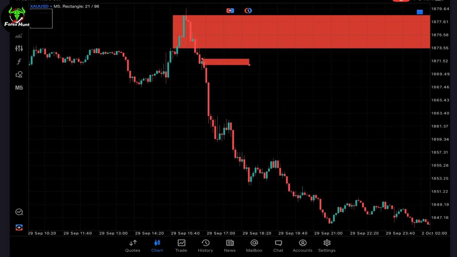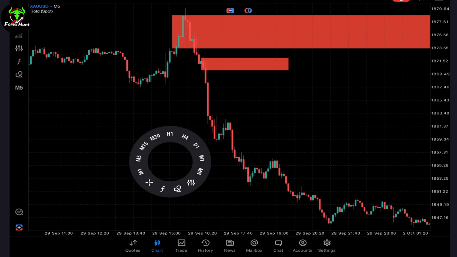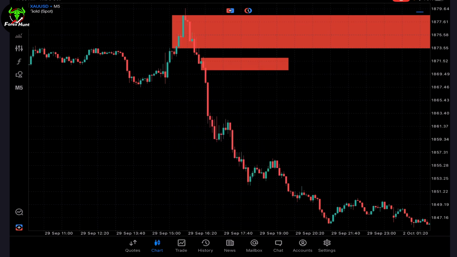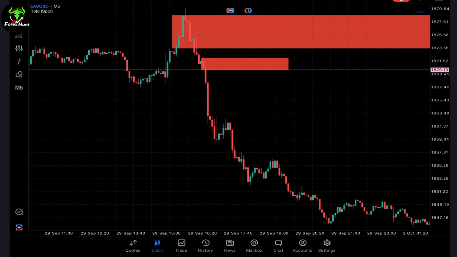One is here, and on the top, okay, on the top, firstly I am marking this M5 order block. Okay, this is a 20 pip area, that means 15 pips area. If market comes here before US session, okay, you can place entry with a tight stop loss.